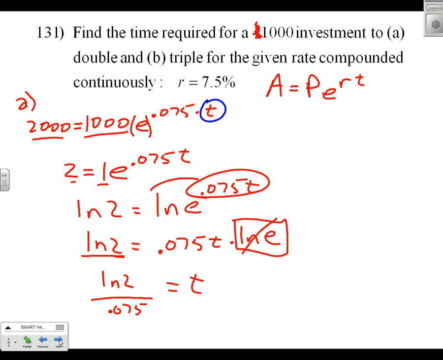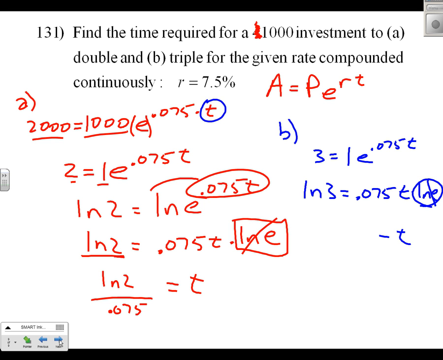So how about B, tripling? What did we just learn here? I could put in 1,000 and get out 3,000, but I could put in 1 and get out 3. I get out $3 when I put in 1, e to the 0.075 t. ln both sides. ln 3 equals 0.075 t times ln e when I pull the exponent out. ln e, of course, is 1. So t is ln 3 on 0.075. How long would it take to quadruple?